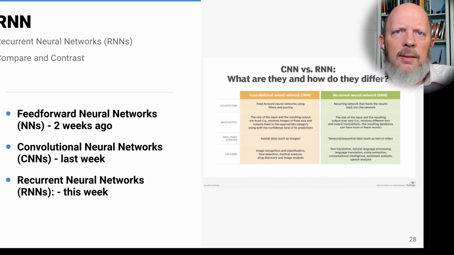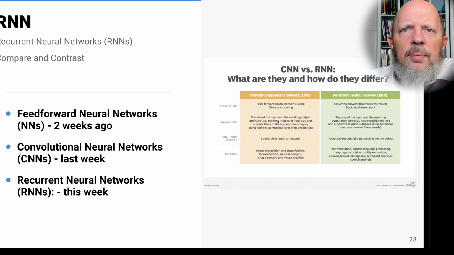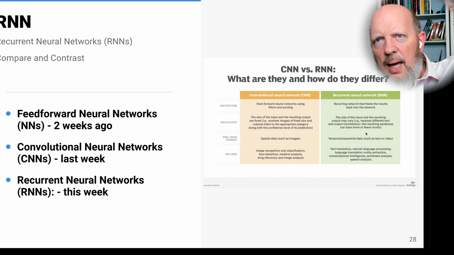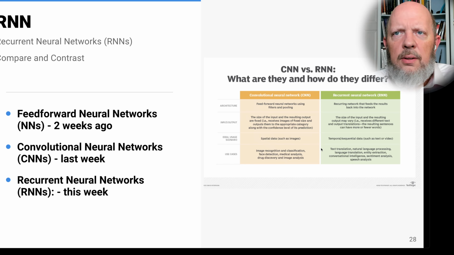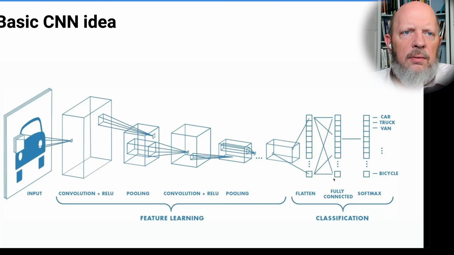But again, I'm not sure how much you really want to dig into the difference between CNN and RNN. It's just that, like I said, in their uses, the size of the input and resulting output are fixed for a CNN. It receives an image of a fixed size and outputs an appropriate category along with a confidence level. Well, with an RNN, the size of the input and the resulting output vary, receiving different text and outputting translations. The resulting sentences or data can have more or fewer words.